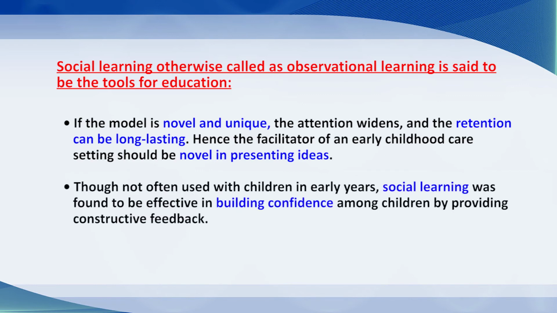The fourth way is that, though not often used with children in early years, social learning was found to be effective in building confidence among children by providing constructive feedback. Hope this video has explained to you how a child learns through observation, imitation, and modeling.